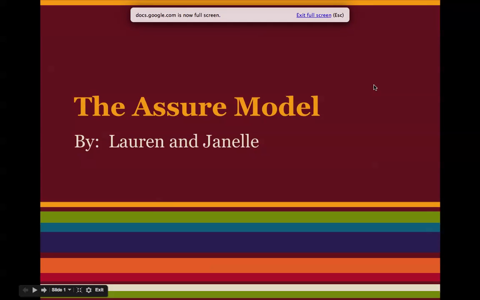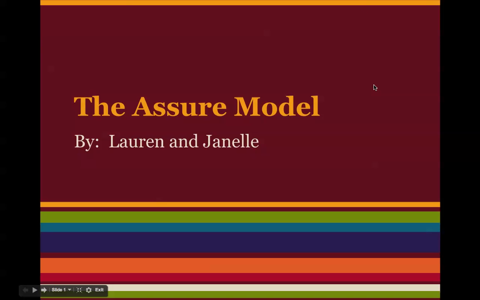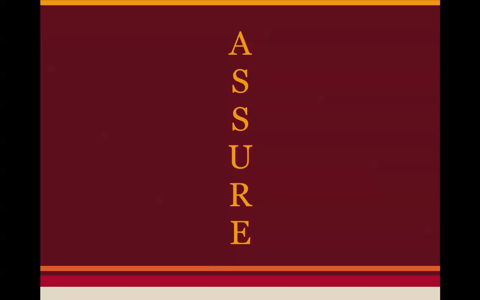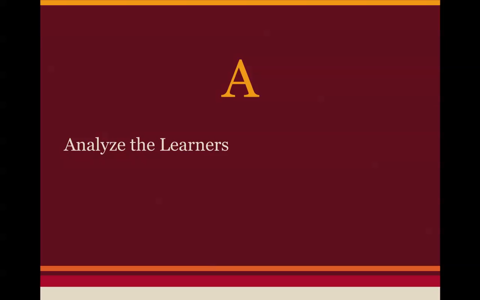The Assure model incorporates Robert Gagne's events of instruction to assure effective use of media in instruction. Assure is a six-letter acronym to assist in the planning and delivery of instruction. The first step of the Assure model is to analyze the learners.